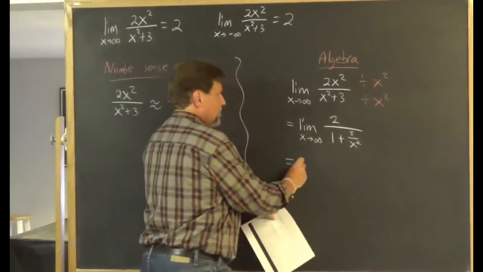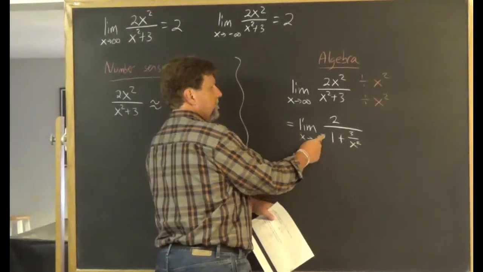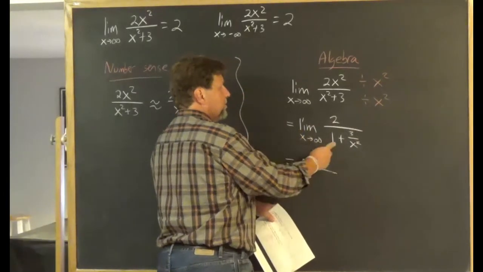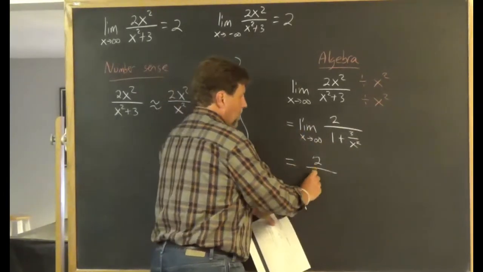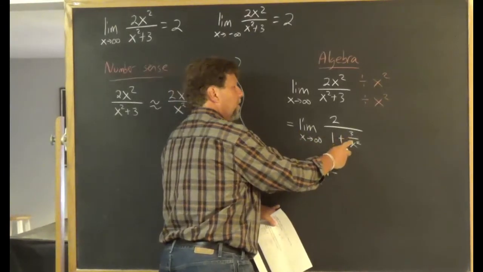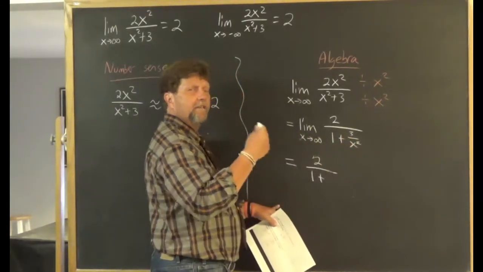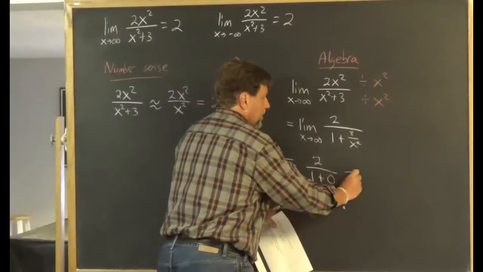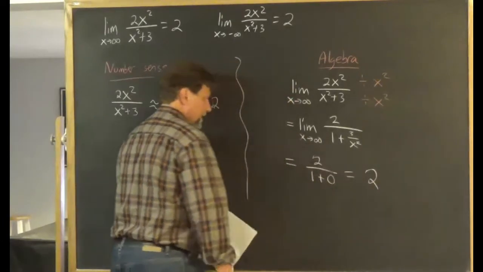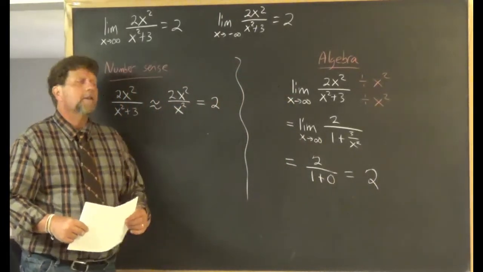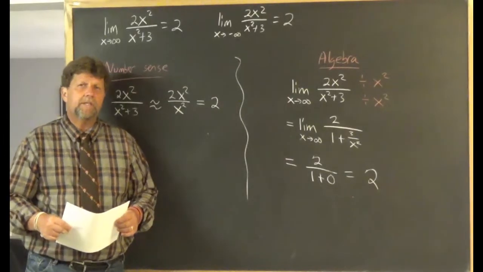And then as x goes to infinity, well, the limit as x goes to infinity of 2 is 2. The limit as x goes to infinity of 1 is 1. And the limit as x goes to infinity of 3 over x squared, 3 divided by an incredibly large number, is 0. And we get the limit to be 2. So let's head back to the slides and see what's coming up.